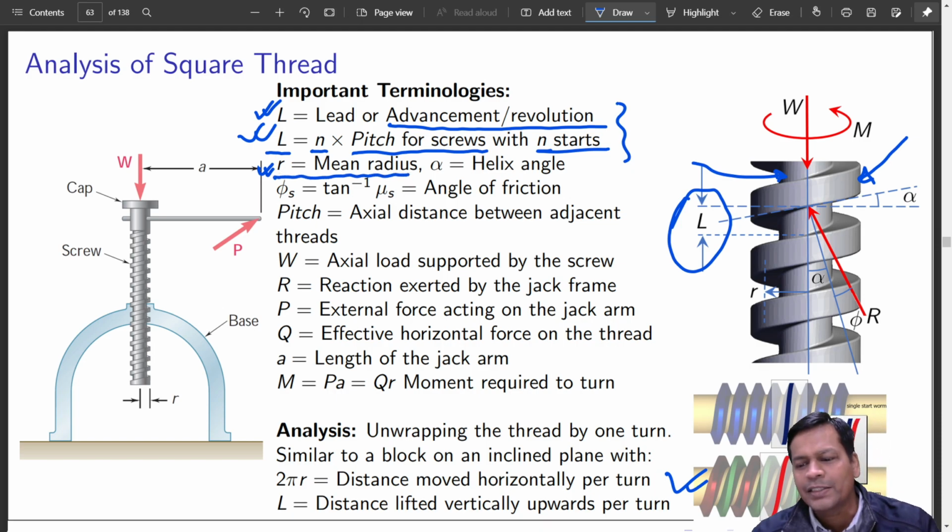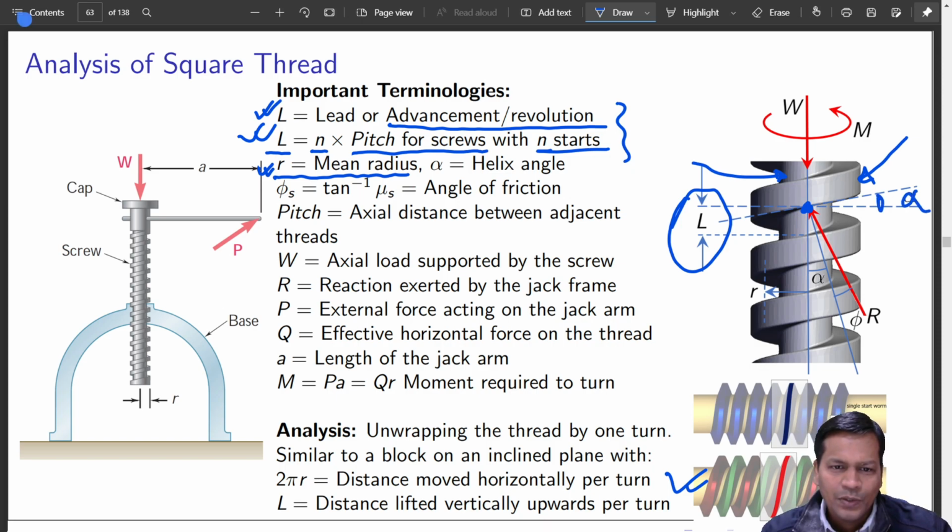Alpha is the helix angle. This is a helical shape, which is the reason you call it the helix angle. What is that? Let us say you are at this point. You can draw a tangent on that surface, and the angle between that tangent and the horizontal is known as the helix angle.